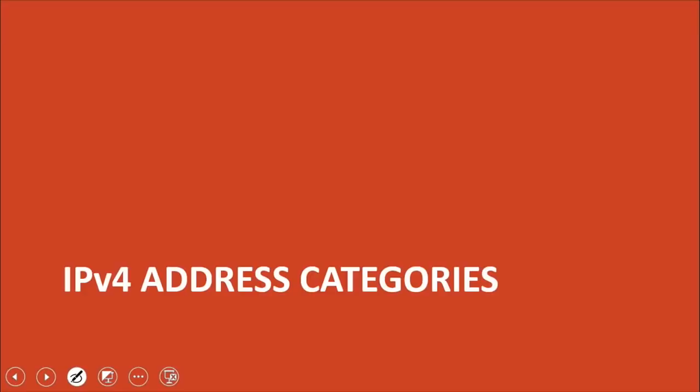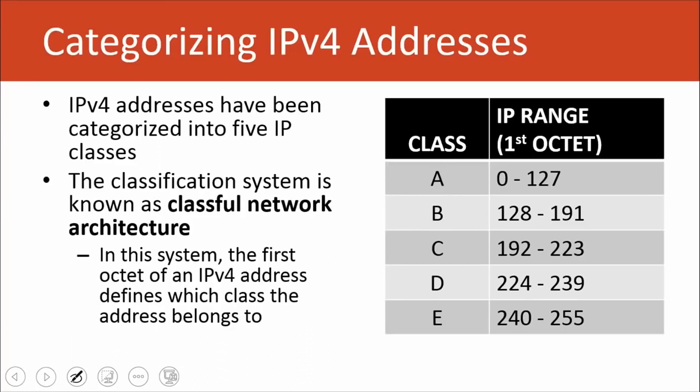Let's talk about IPv4 address categories. There are 5 different classes. The classification system is called classful addressing, or classful network architecture. In this system, the first octet of an IPv4 address defines which class the address belongs to. If the first octet is in the range of 0 to 127, then it belongs to class A. If it's in the range of 128 to 191, then it's in class B, and so on and so on.